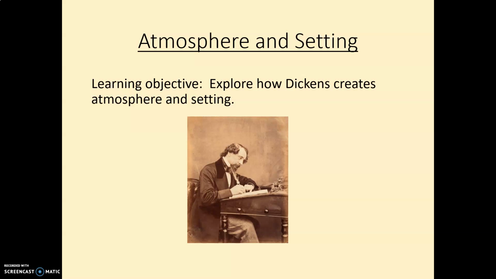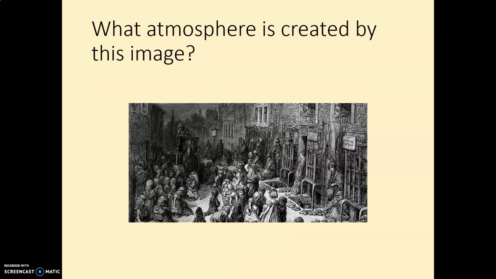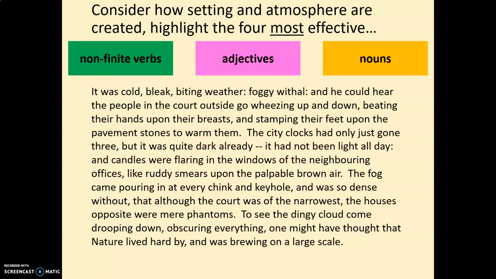As I've mentioned, Year 10, this lesson is on atmosphere and setting, and we're looking at how Dickens uses his language to create atmosphere and setting in the novella. You've already seen this image. Now I would like you to think about how atmosphere is created by the image. So really look in detail at the picture and work out the clues there that suggest to you what the atmosphere of that street could be. I'm going to start by reading you this extract.